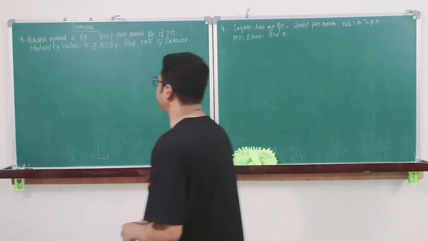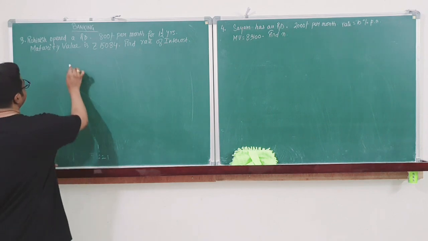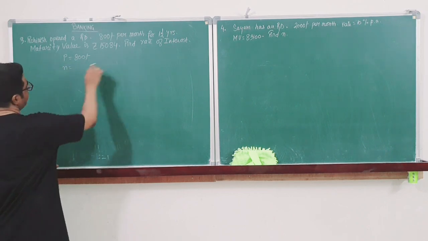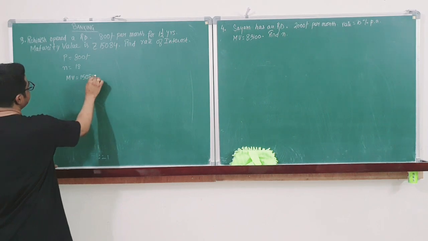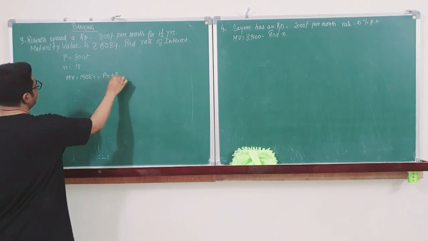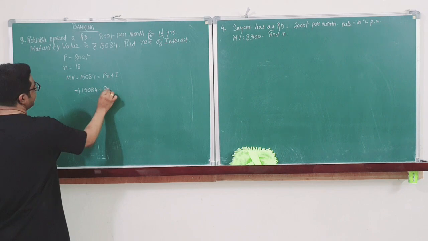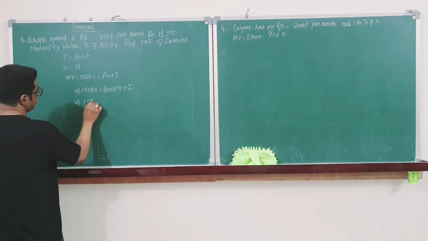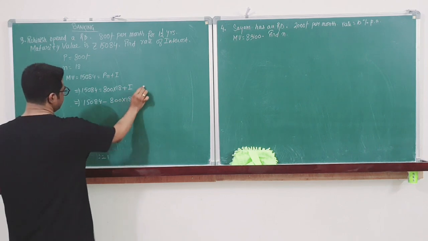Okay. Number 3 problem. At D, we have to find out the rate of interest. Maturity value is given. So first of all, what is my P? P is 800. My N is 1.5 years, means 12 plus 6, 18 months. So maturity value is equal to 15,084, which is equal to Pn plus I. So I can calculate interest first. So 15,084, P is how much? 800 into 18 plus I. 15,084 minus 800 into 18 is equal to I.